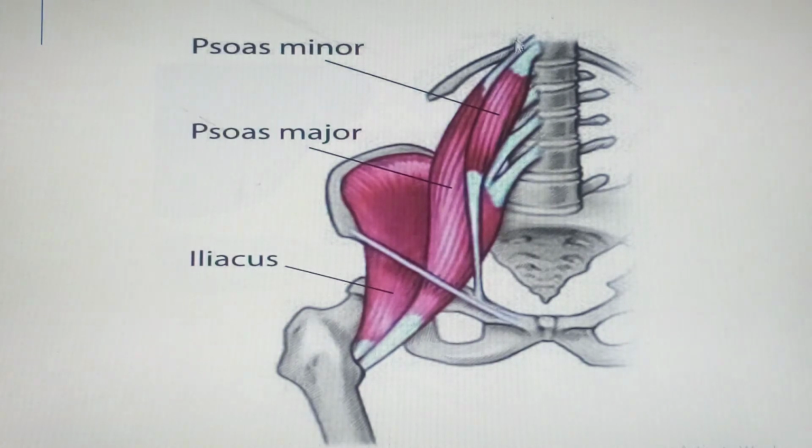We have the psoas minor muscle, from T12 and L1, as well as the intervertebral disc between them, inserting on the iliopubic eminence, around here. This is the psoas minor muscle, which is absent in about 20% of the population. Remember that functionally it is going to be a weak flexor of the trunk.